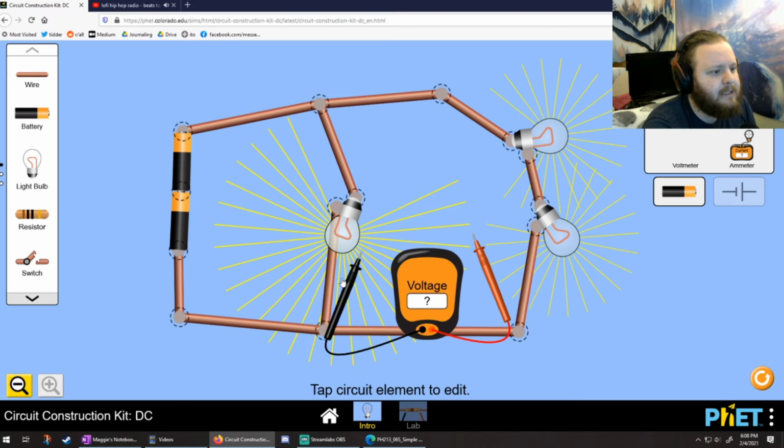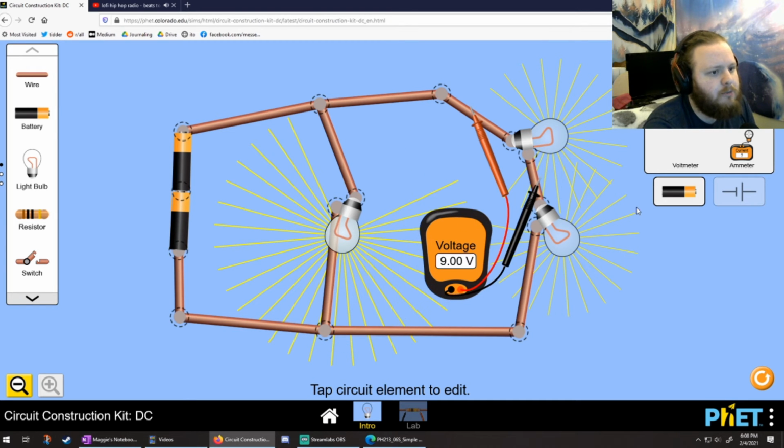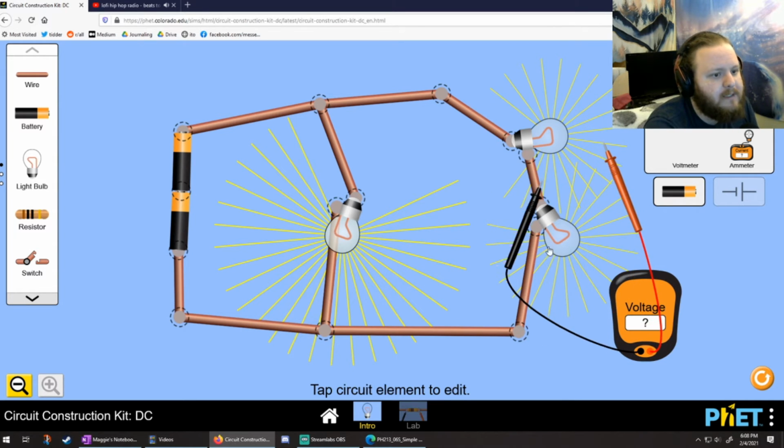But what I could do is take a voltmeter and stick one probe here, and see that I'm dropping 18 volts because these are both 9-volt little double A's. And if I look at the voltage drop across one of these little guys, it should be 9. Hey, look at that. Science. Okay, so I'm going to leave the simulation alone for a second.